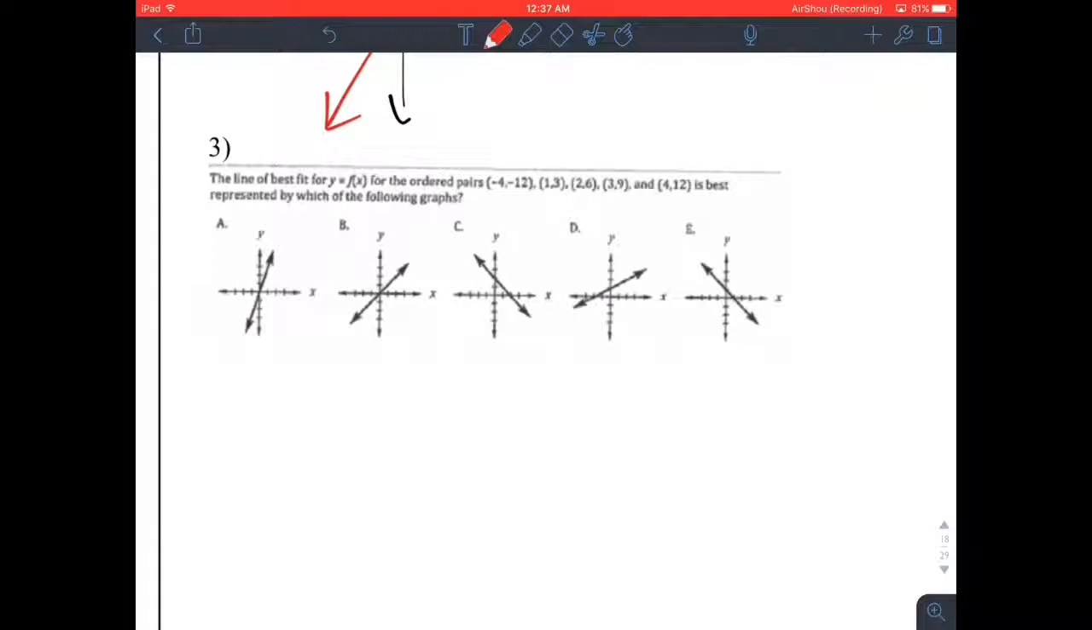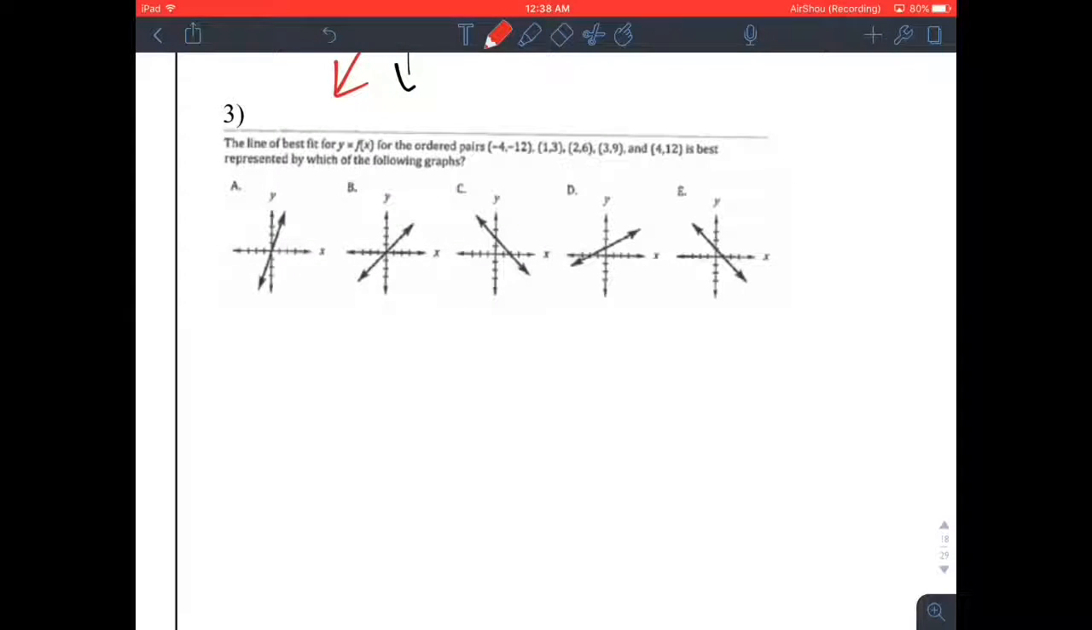All right, last problem. The line of best fit for y equals f of x for the ordered pairs given is best represented by which of the following graphs? Well, let's see. What I would do is just find the slope. Well, it says it's a line of best fit, so all these points might not be on this. I'll tell you what, I'm just going to plot these points on a bigger graph and see which one fits it the best.